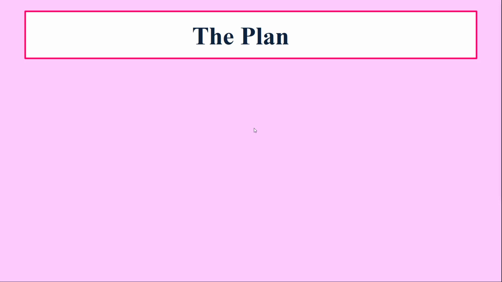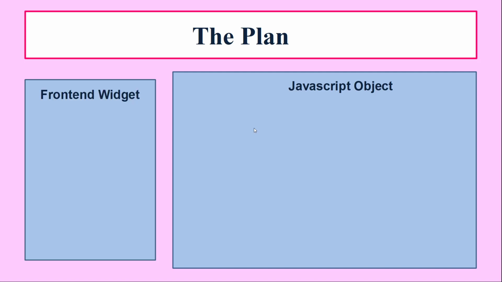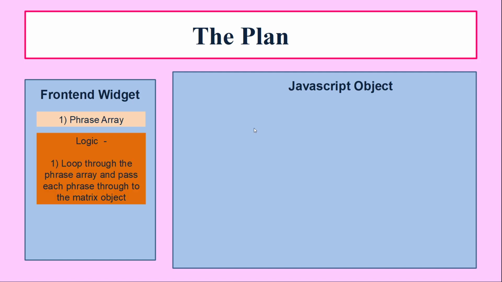Okay, so let's have a quick look at the plan. We need to make our JavaScript object in the back end for our matrix animation. And then in the front end, what we've already done is create a JavaScript array that contains both our phrases. We'll need to loop through those phrases and pass each phrase through to the matrix object. So again, this is going to be like a continuous loop where first we pass one phrase in, that'll do the animation for that phrase, and then a full conversion will happen. Then we pass the next phrase in, and it will do the same thing again and again, creating that animation.